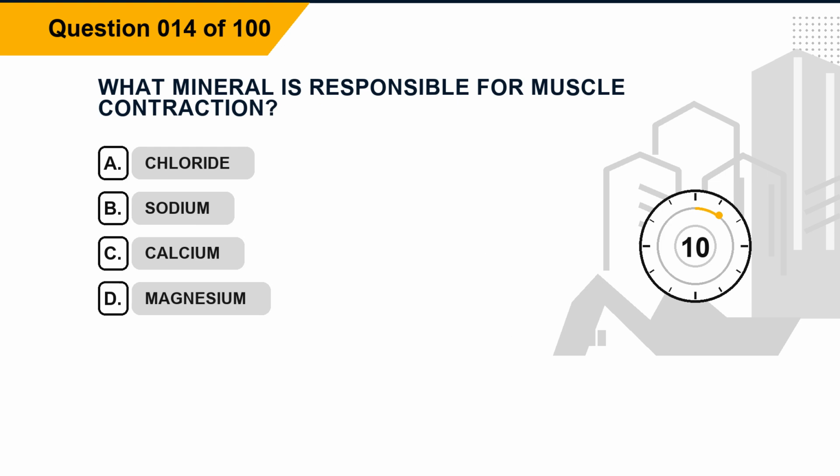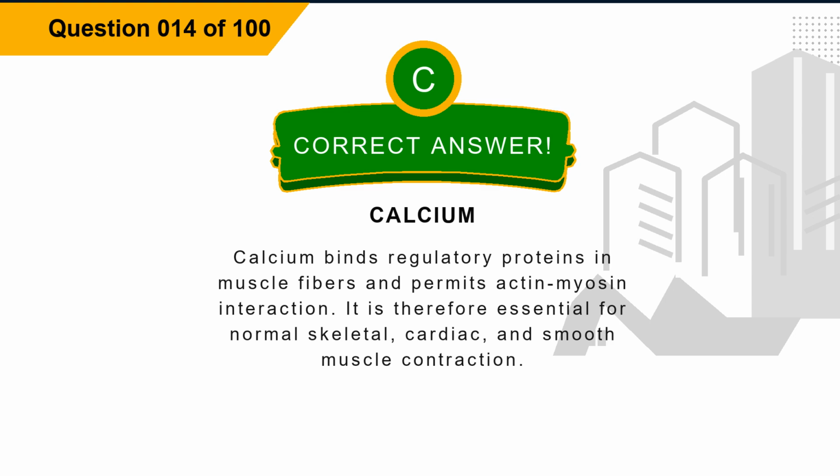Question 14. What mineral is responsible for muscle contraction? Option A, chloride. Option B, sodium. Option C, calcium. Option D, magnesium. The correct answer is option C, calcium. Explanation. Calcium binds regulatory proteins in muscle fibers and permits actin-myosin interaction. It is therefore essential for normal skeletal, cardiac, and smooth muscle contraction.